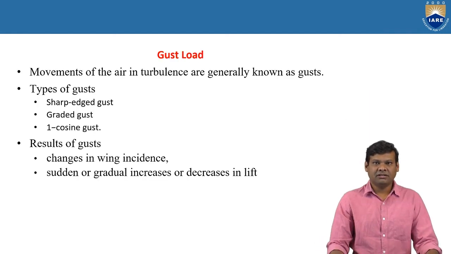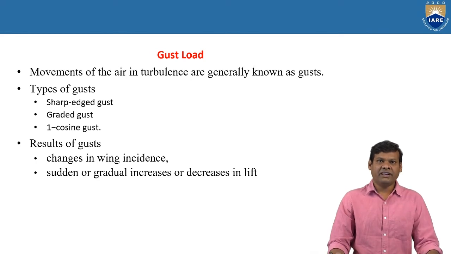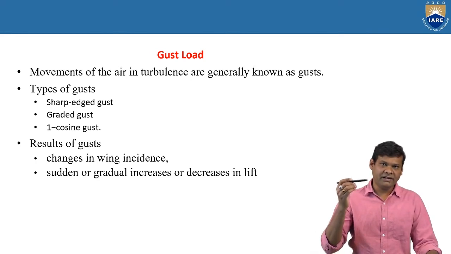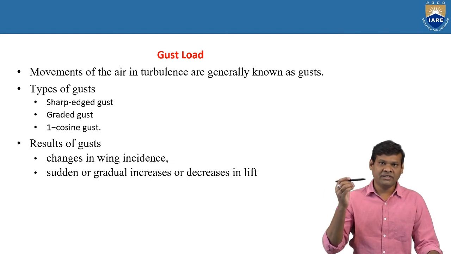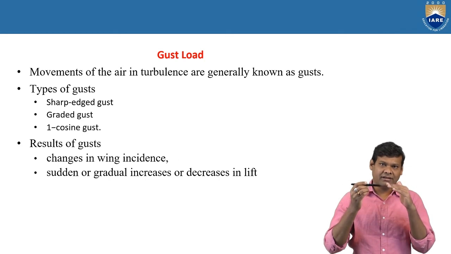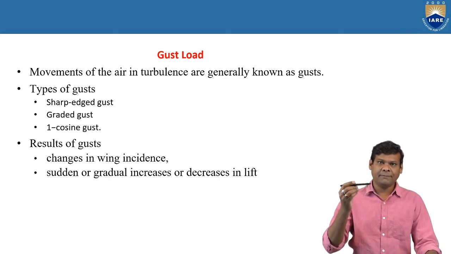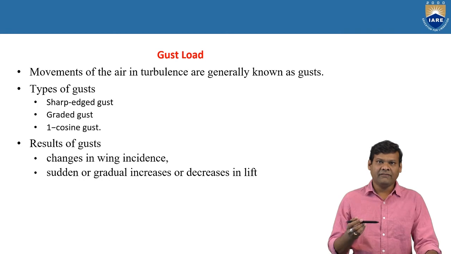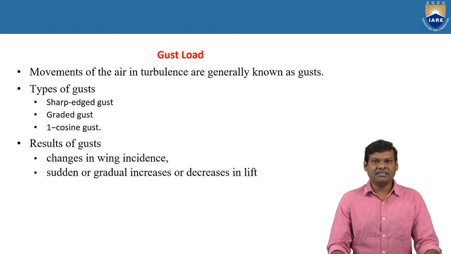Now the gust load. The term gust refers to the sudden flow of air. For example, let us consider an airplane which is moving with a constant velocity, and suddenly there is a sudden flow of air. Let us analyze what happened to the aircraft and what about the angle of incidence, and how we analyze. Here we have three types of gust. One is a sharp edge gust, another is gradient gust, and one is 1 minus cosine gust.